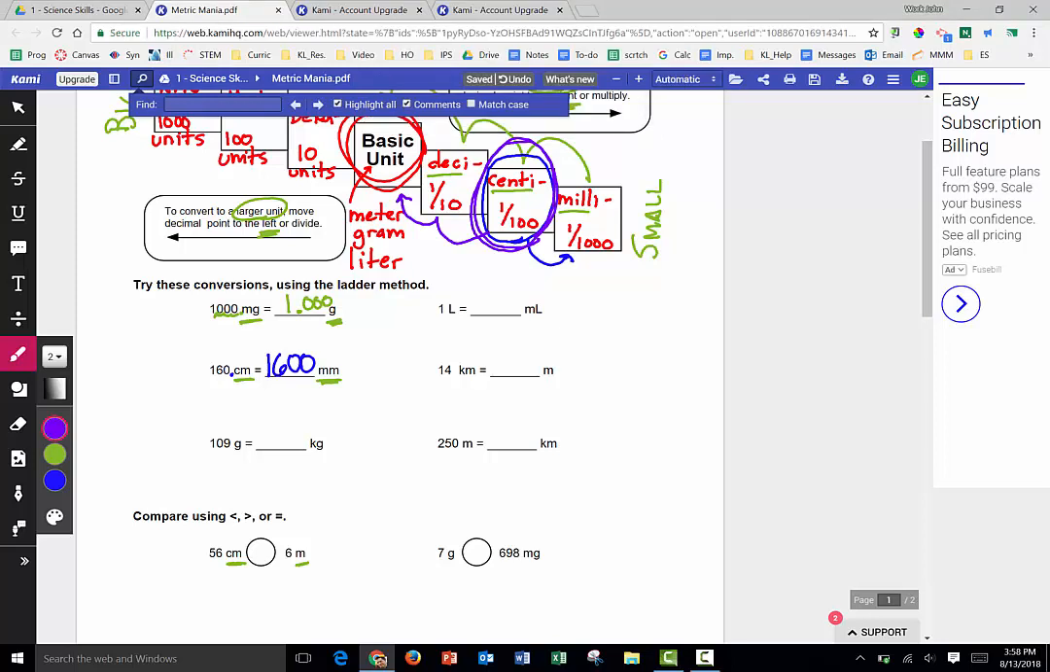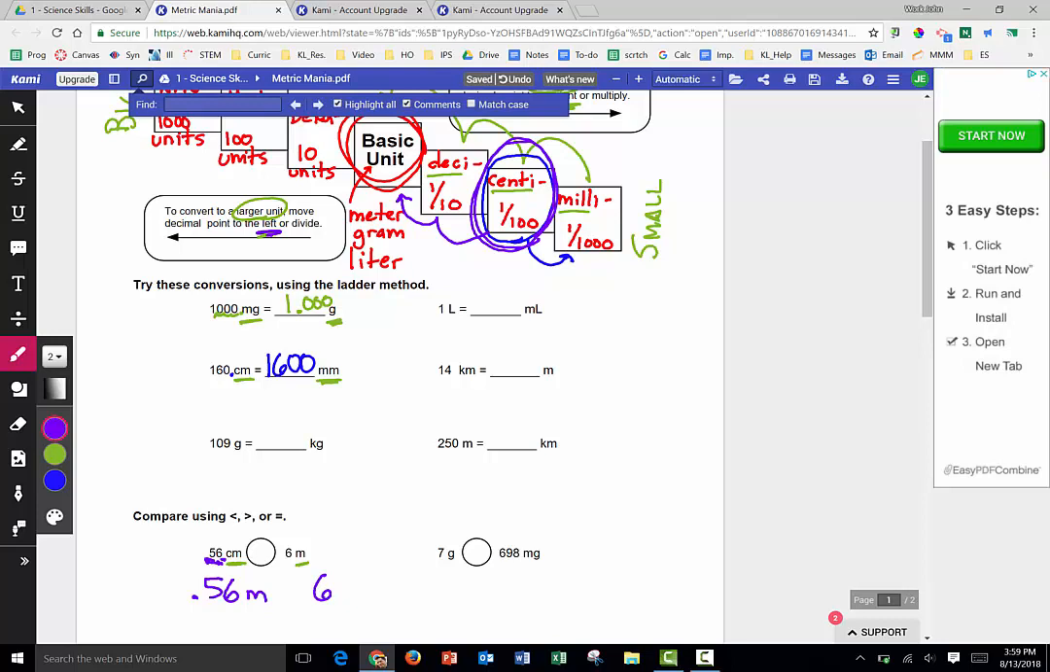And that means, since I'm making this a larger unit, a meter is larger than a centimeter, I'm going to move the decimal to the left. I'm going to do it 2 times. So I take the decimal that was written after the 6 and I move it over 2 places. So that's actually 0.56 if I wanted to turn that into meters. And that's a lot easier to compare now. They're both in meters. I can see that 0.56 meters is smaller than 6 meters. So I would write that less than sign.